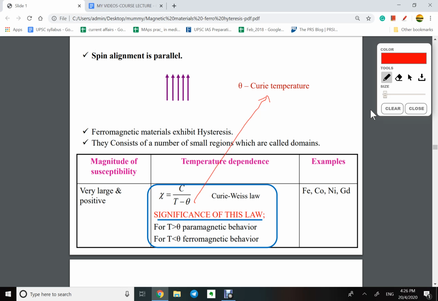There is one special significance about the Curie-Weiss law. When the temperature is greater than theta, the ferromagnetic material becomes a paramagnetic material. The behavior is paramagnetism. That is, spins are aligned randomly. When the temperature is less than theta, it shows ferromagnetic behavior. That is, spins are parallel to each other. These are the examples for ferromagnetic material.